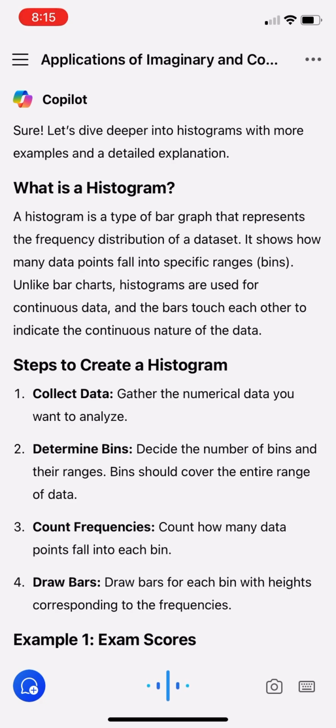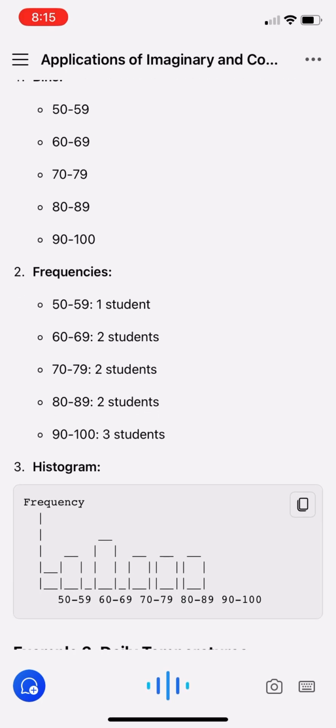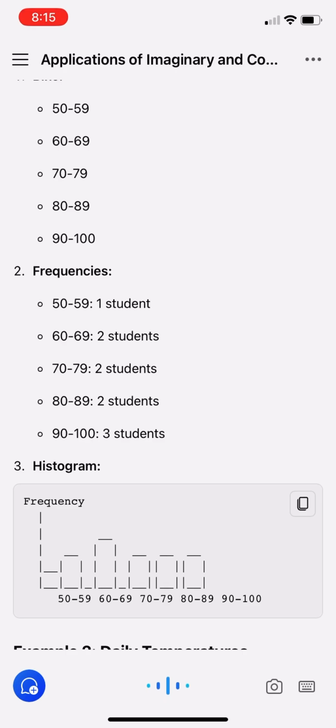Example 1. Exam scores. Consider a set of exam scores for a class of students: 55, 60, 65, 70, 75, 80, 85, 90, 95, 100. Bins. 50 to 59. 60 to 69. 70 to 79. 80 to 89. 90 to 100. Frequencies. 50 to 59, 1 student.